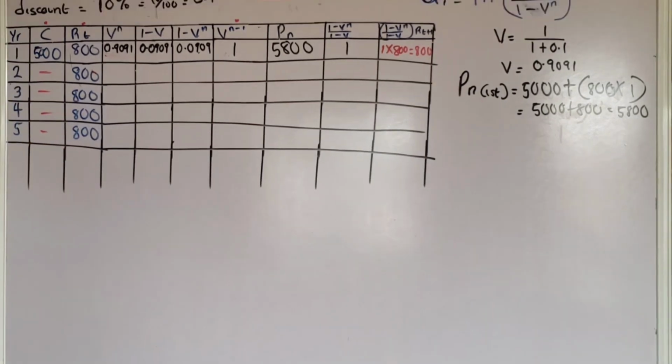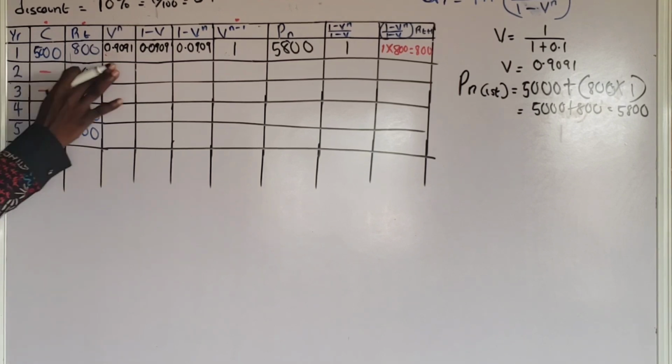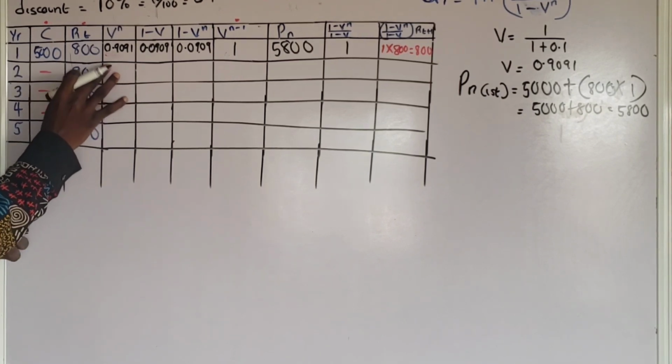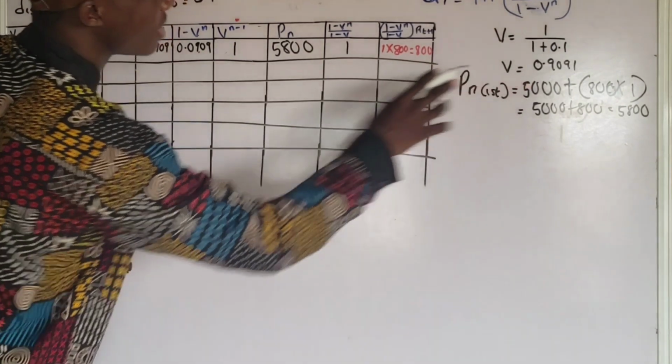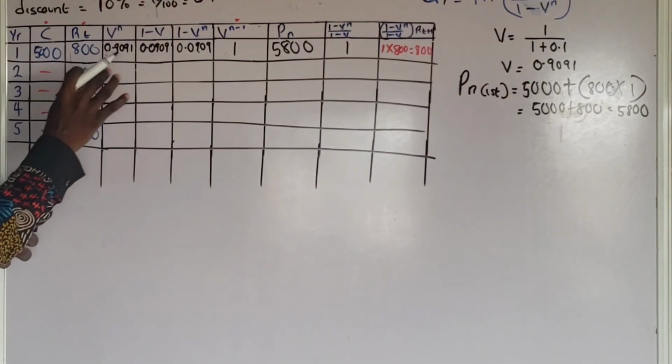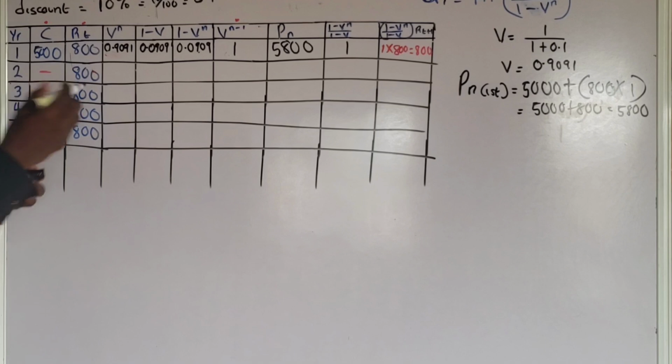Do you understand? Okay. So now let us proceed to v raised to the power of n. V raised to the power of n for the second year will be v, which is 0.9091, raised to the power of 2. Do you understand? Because we are now in year 2, okay? The value of these cells will be v, which is 0.9091 raised to the power of 2, because we are now in year 2. So 0.9091 raised to the power of 2 will be 0.8265.